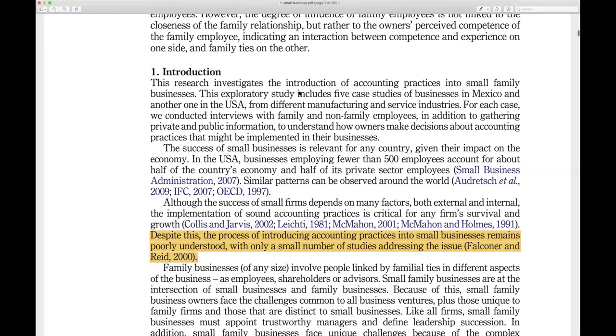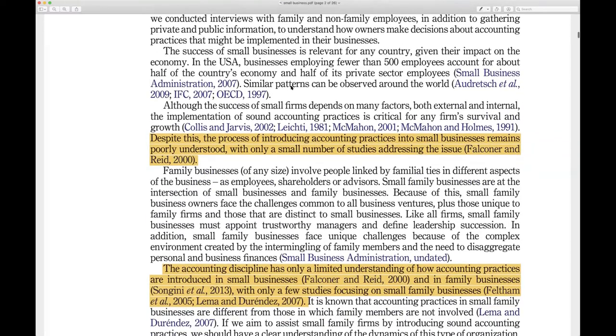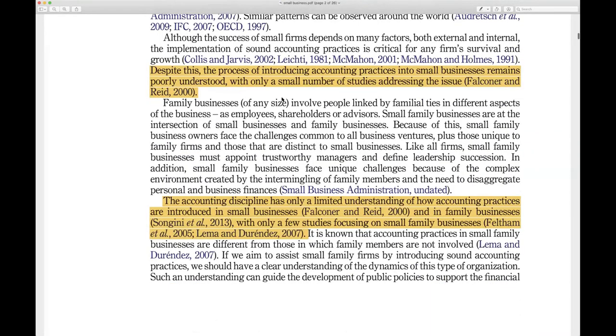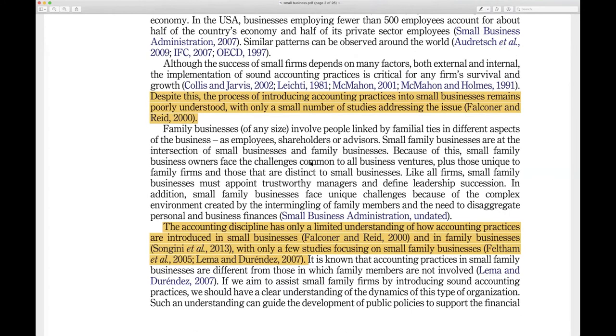Remember, I just mentioned what you call issue gap. You see that is there. Addressing the issue. So the gap is with what? The issue. Then he goes on to explain what small family businesses are. Then he goes to see, this one has to do with accounting practice. Now look at what he's going to say again.